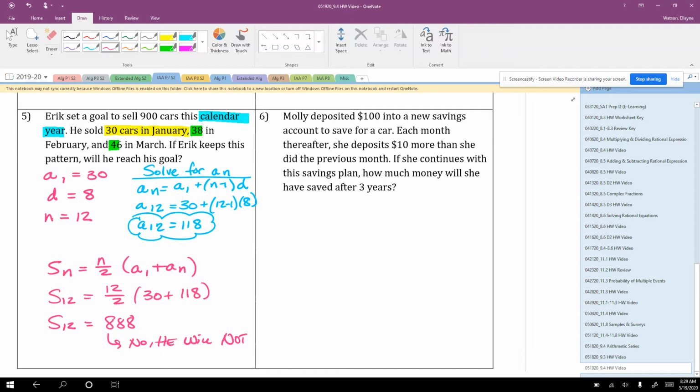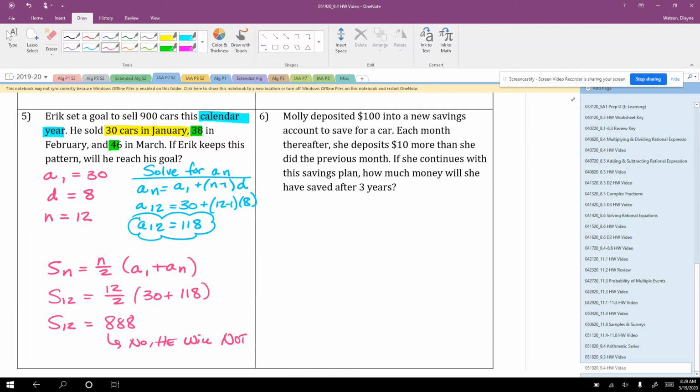It says Molly deposited $100 into a new savings account to save for her car. Each month thereafter, she deposits $10 more than she did the previous month. If she continues with this savings plan, how much will she have saved after 3 years? So let's just think about what this looks like.